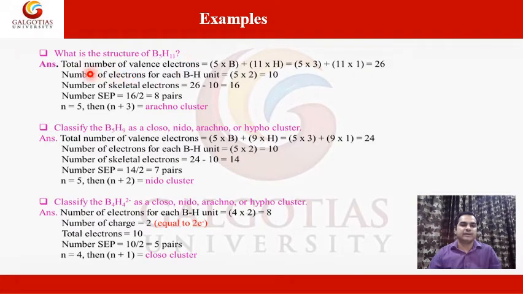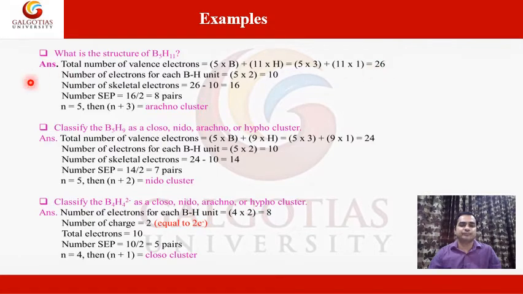In this step, when we calculate the total number of valence electrons in the case of B5H11, we will have 5 into B plus 11 into H, that means 5 into 3. 3 we have taken for the number of electrons for each boron, that's why 5 into 3, plus 11 into 1. 1 we have taken for each hydrogen atom, 1 electron, that's why the total number of electrons in this case is 26 valence electrons.